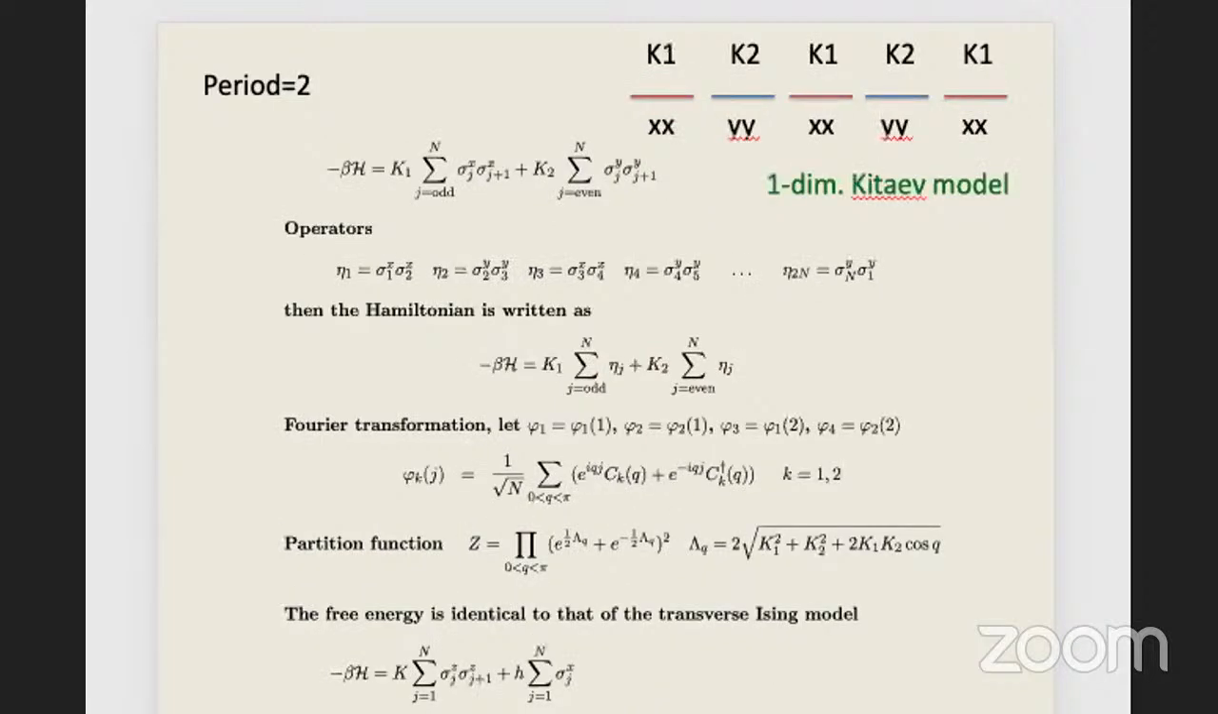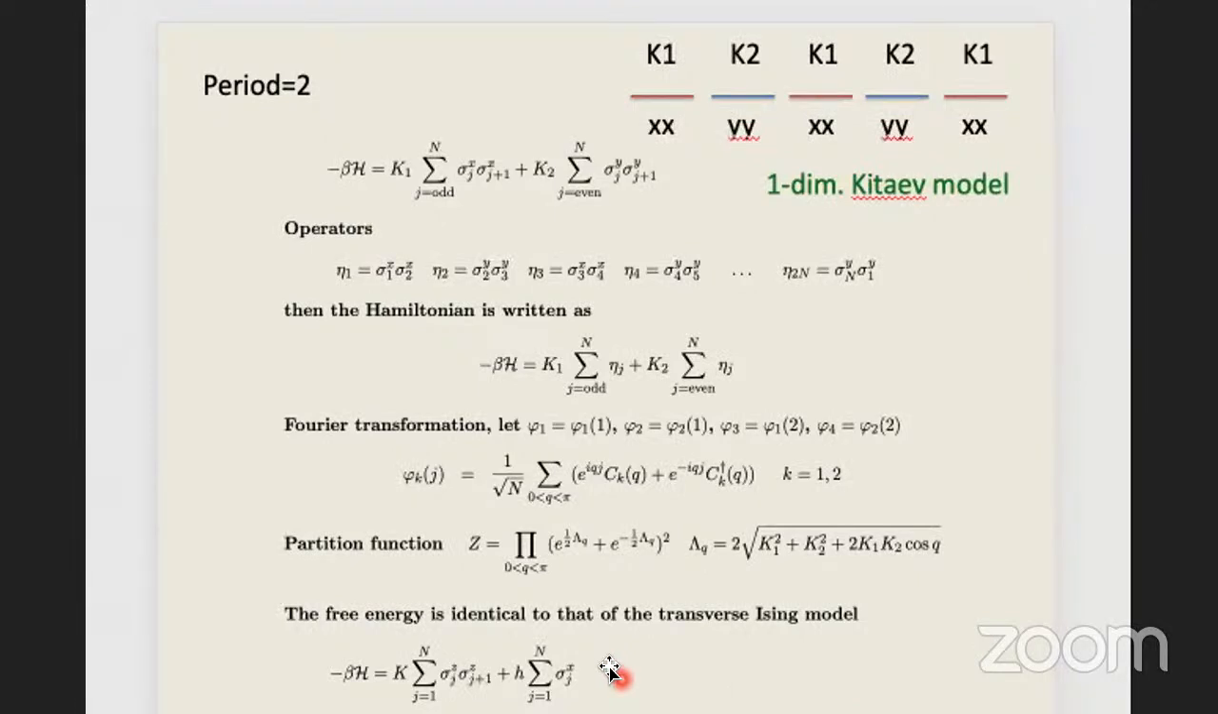This is the case with the period 2. The series of operators satisfies the condition, and the coupling constants have the period 2, K1 and K2 and K1 and K2. This model is sometimes called the one-dimensional Kitaev model. The Hamiltonian is written here, and the eigenvalues and partition function here. So we obtain the free energy, which is identical to the free energy of the transverse Ising chain here.